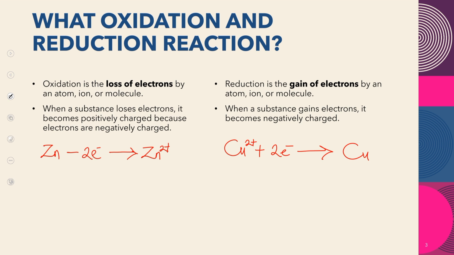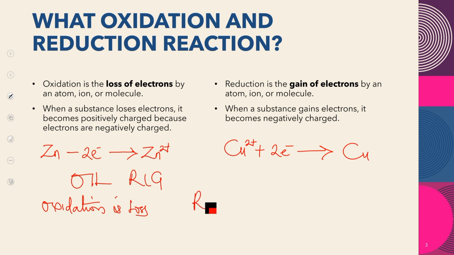Now remember that you can use this OIL RIG to always remember the definition of oxidation and reduction. Oxidation is loss of electrons, while reduction is the gain of electrons. So, OIL RIG.